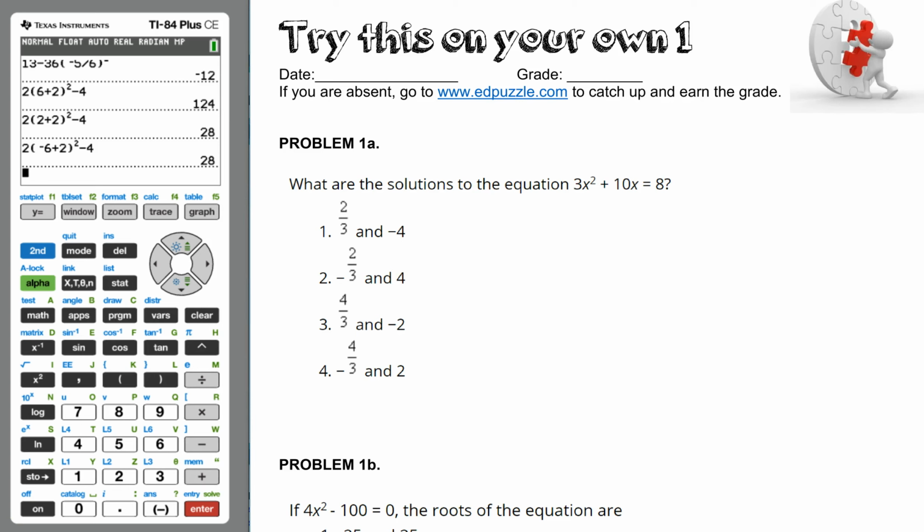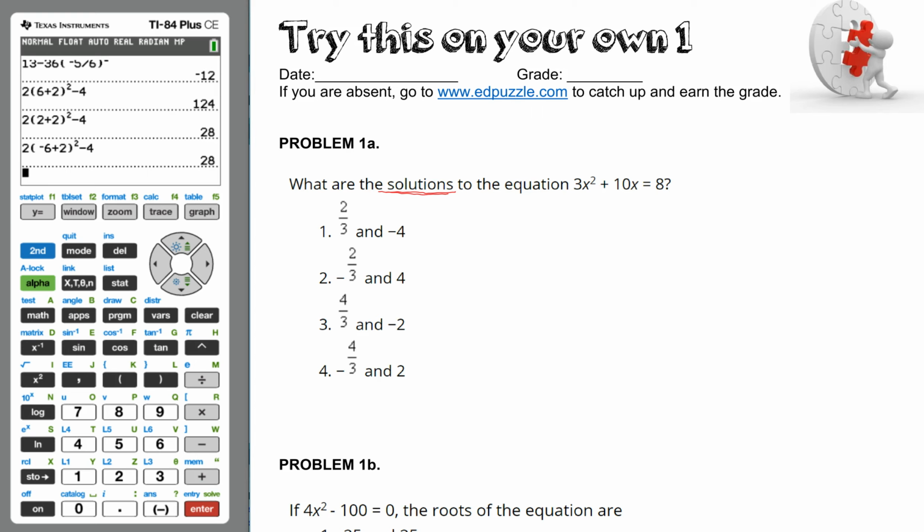Let's work now and try this on your own one. Problem 1a. What are the solutions to the equation 3x squared plus 10x equals 8? Again, you are asked here to find the solutions, and since you are given choices this time, the solutions means you plug in the numbers and see where it makes a statement or equation true.